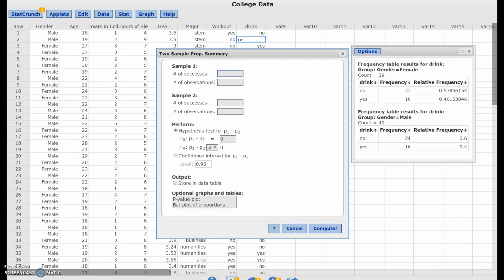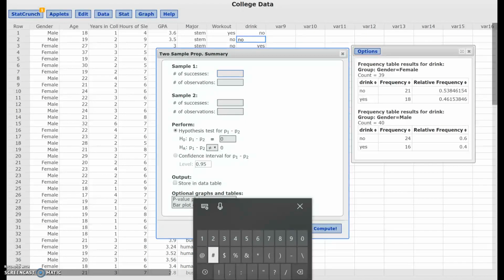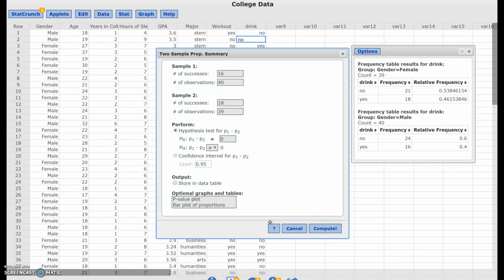So for males, we have 16 of them out of the 40 that were sampled who drink. You can see I have this side by side, 16 of the 40 males drink. For the females, we have that 18 of them out of the 39 drink. Okay, so that's what we have.